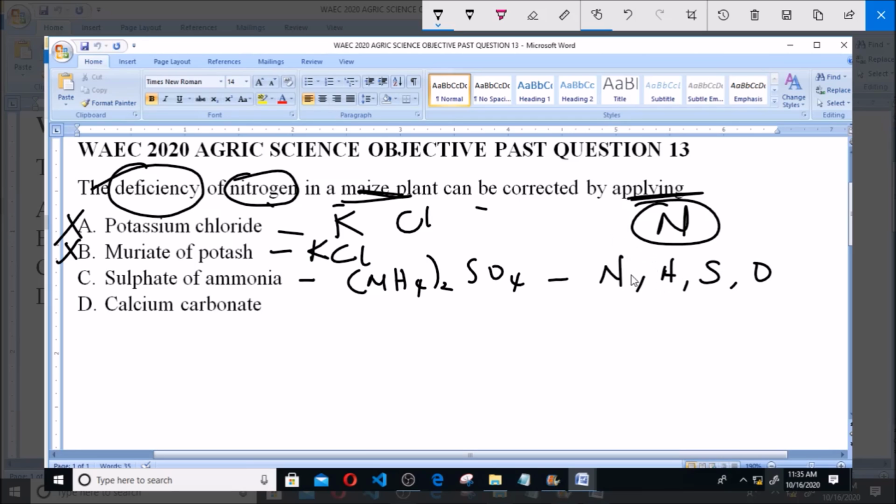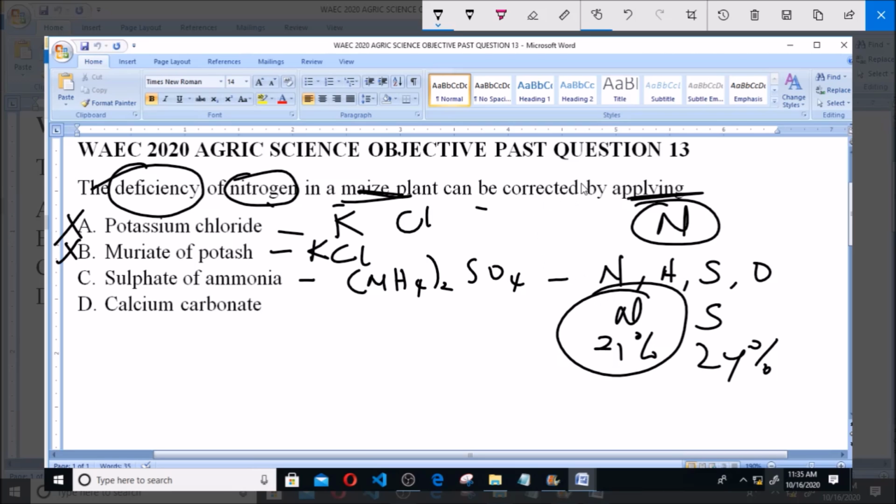is used majorly as a source of nitrogen and sulfur, as it contains 21% nitrogen and 24% sulfur. So it contains nitrogen, and hence it can be used to correct the deficiency of nitrogen. So option C, sulfate of ammonia, is the correct answer to the question.